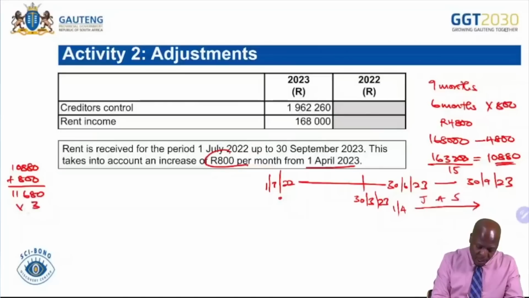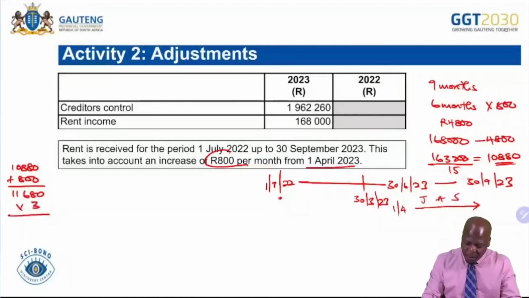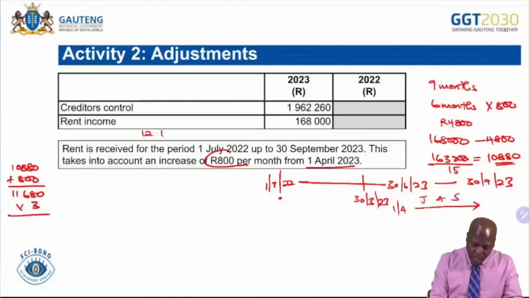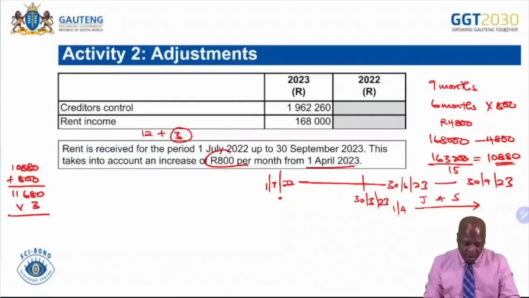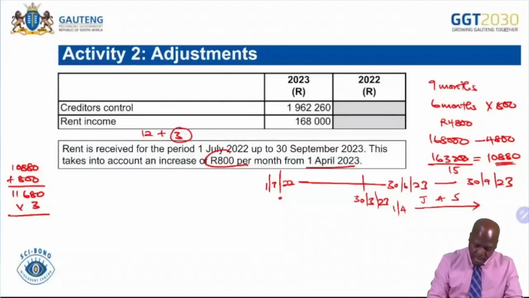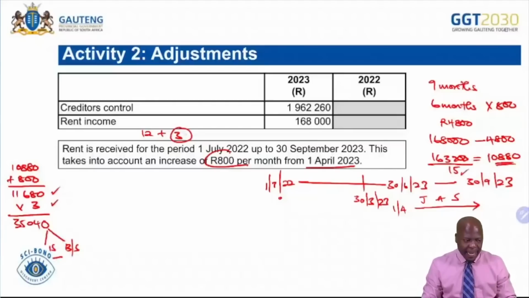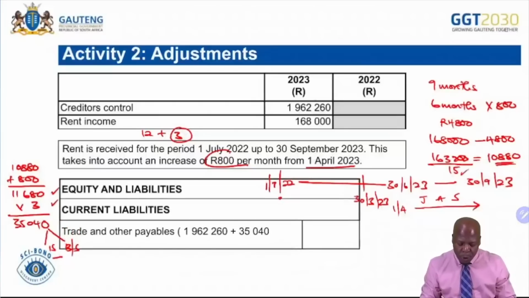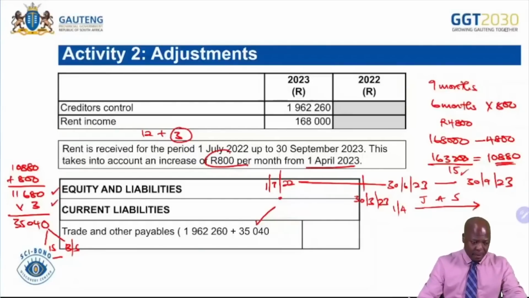And your months that have been paid in advance are July, August, and September, which is 3 months. Hence, here we ended up saying 15, because you had 12 months, then plus the 3 which have been received in advance. Then you say 11,680 times the 3, and you end up with 35,040. This is your income received in advance, income statement, balance sheet. In the income statement, you minus, but in the balance sheet, you take it to your trade and other payables. So you add it to your trade and other payables. Okay, can I move on to the next one?